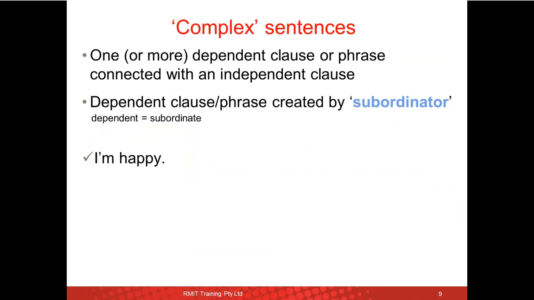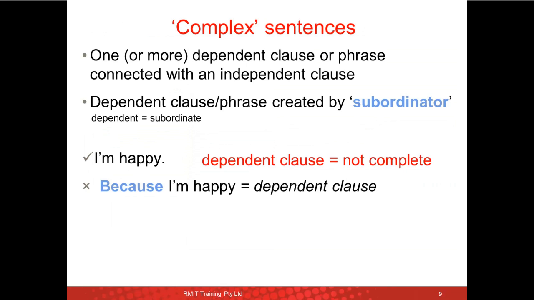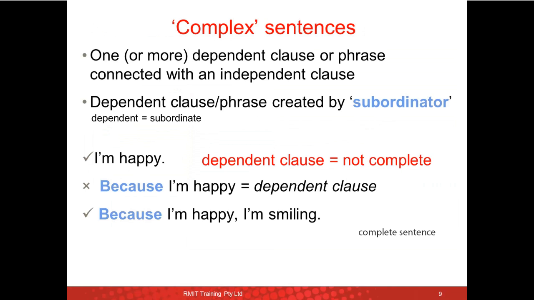I'm happy is a complete idea, so it's an independent clause, and we've also turned it into a simple sentence here. Because I'm happy. Now I've made a dependent clause, and it's no longer complete until I add another independent clause. Because I'm happy, I'm smiling. Now I can have a complete sentence because I've added an independent clause to my dependent clause. I can also change around the order here. I'm smiling because I'm happy.